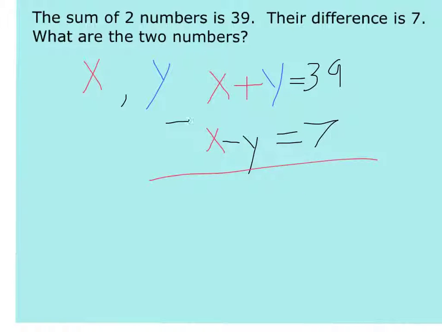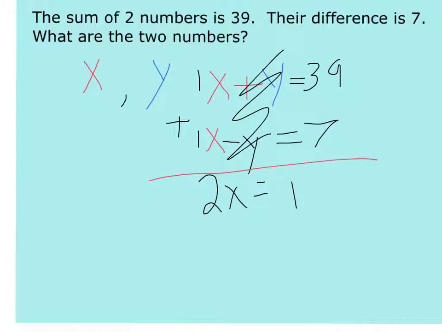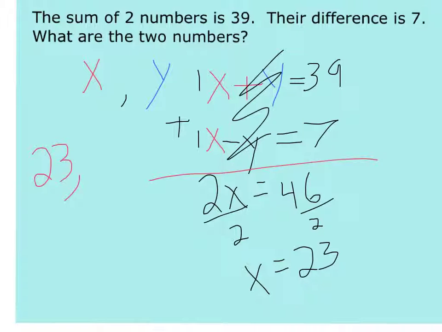So what I'm going to do is just add going down, and I get 2x. 1x plus 1x is 2x. This cancels, and then I have 39 plus 7 is 46. So my next step is to divide both sides by 2. So if I divide both sides by 2, x equals 23. Okay, I have half my answer done. So one answer is 23. I need to go back and get my other answer.